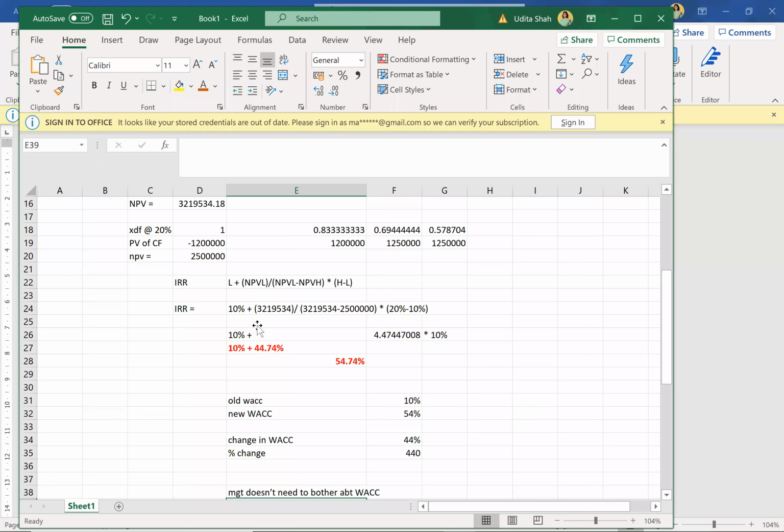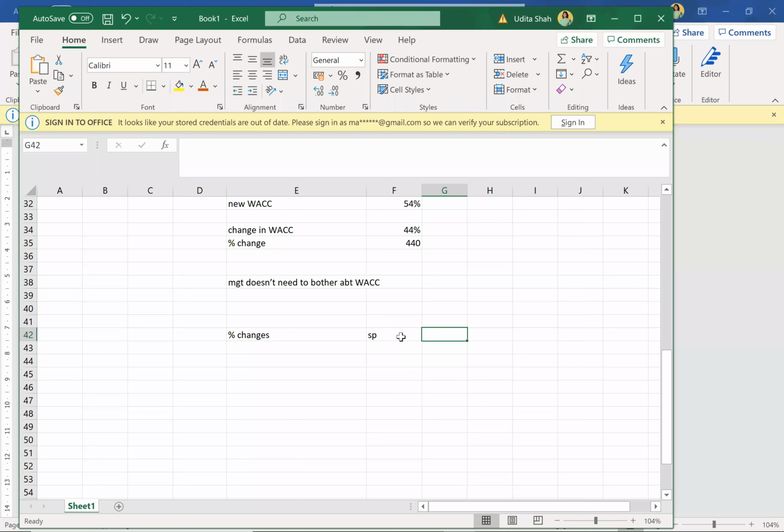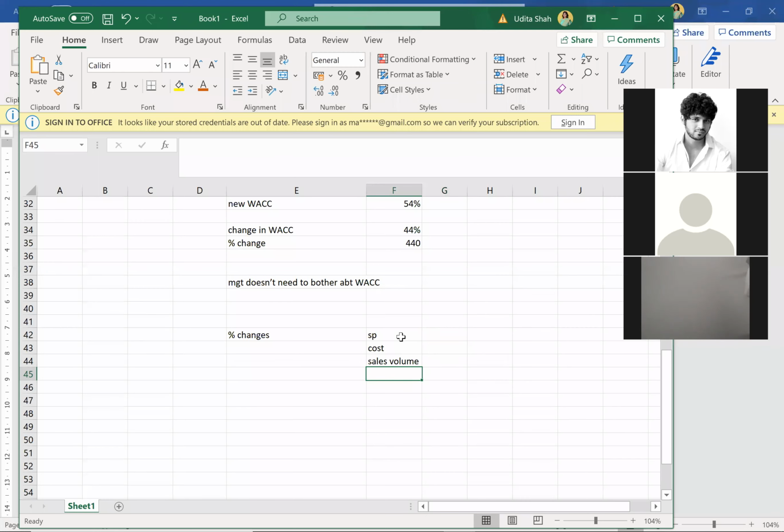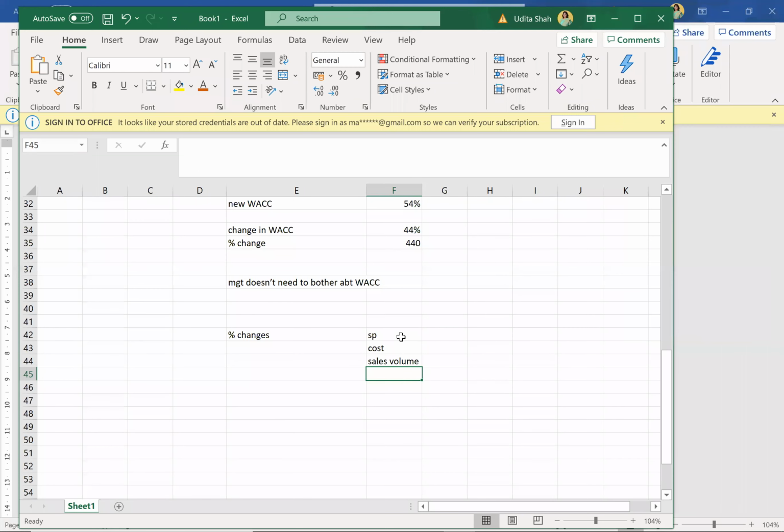Okay, so let us write down all those percentage changes. So percentage changes. How much for selling price? Tell me one by one. Selling price was how much? Cost was how much? Sales volume was how much? Then life was how much? Initial investment was how much? And your WACC was how much? So WACC was 440%. Correct. Initial investment was 280%. We don't need to bother about these two. These two are obviously not the most sensitive. Correct. How much was the life?